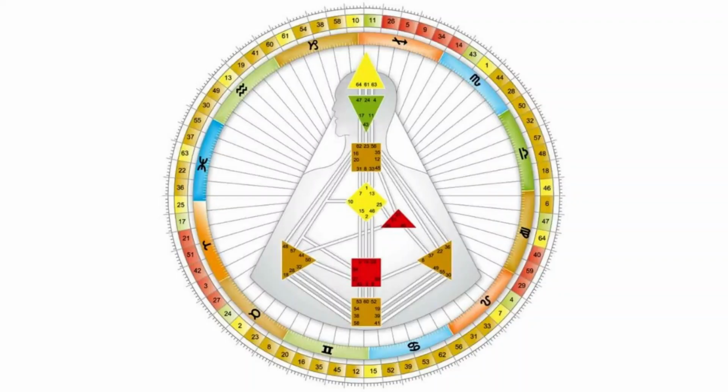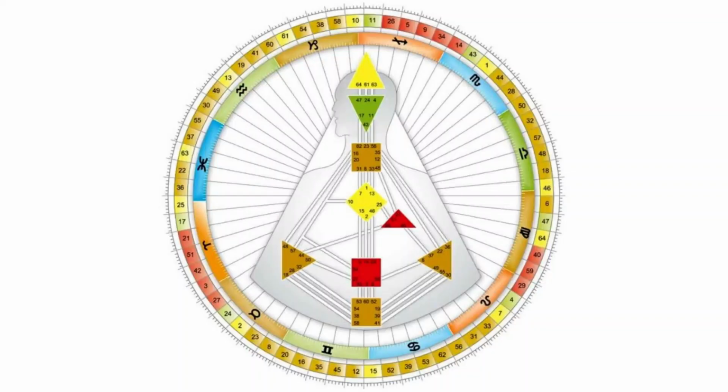Gate 19, Wanting, Approach. Location: Root Center. Channel 19-49, the channel of synthesis. Circuit: Tribal Ego Circuit, defense process. Theme: the sensitivity that seeks closeness and material support. Not-self distortion: neediness, emotional manipulation, people-pleasing, dependency, fear of rejection.